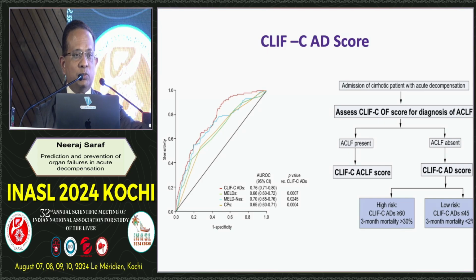3-month mortality is more than 30%. If it's low risk, less than 45, then the 3-month mortality is very low, less than 2%. So this is the group you need to look out for and prevent and treat them aggressively to prevent them from going into acute or chronic liver failure.